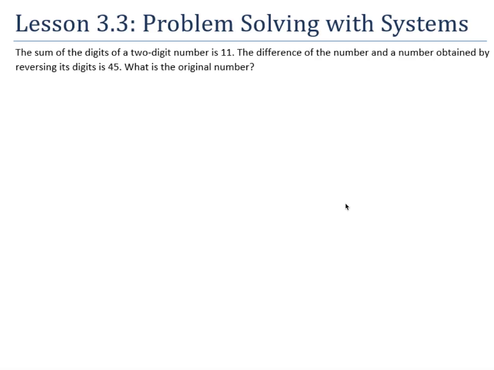Here's the third part of lesson 3.3, problem solving with systems. And we have an interesting word problem here. There's two ways to come about getting this answer to this word problem. It's in Algebra 2, so they actually really want you to use systems of equations. And that's what I'm going to start with, and I will talk through another way you could use.